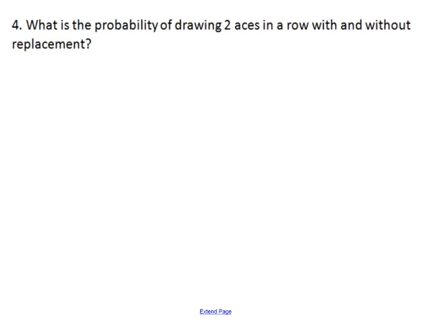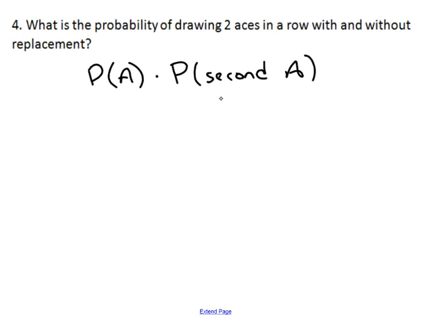All right, so what's the probability of drawing 2 aces in a row without replacement? Well, what we're going to be doing is the probability of an ace, and then we're going to take that times the probability of a second ace. And I'm going to write it like this. This isn't really the proper math notation because we actually have to use something called given, but we'll look at that in another lesson. It's conditional probability. But let's just think about it. How many aces are there? There's 4 out of 52.